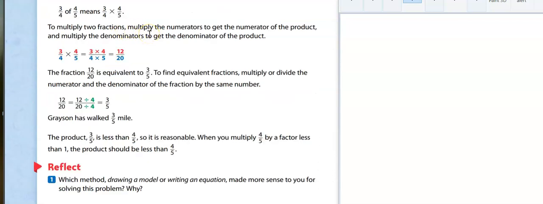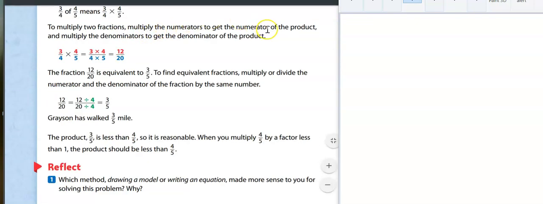Two fractions, you multiply the numerators to get the numerator of the product and multiply the denominators to get the denominator of the product.